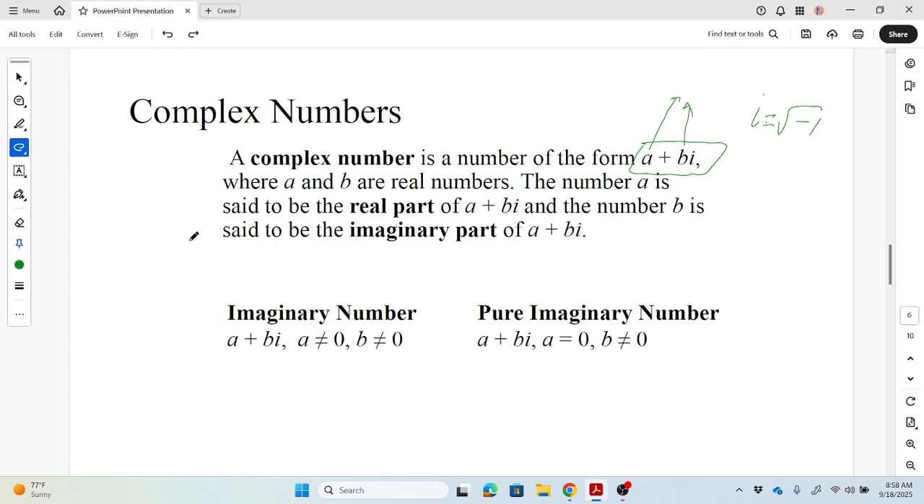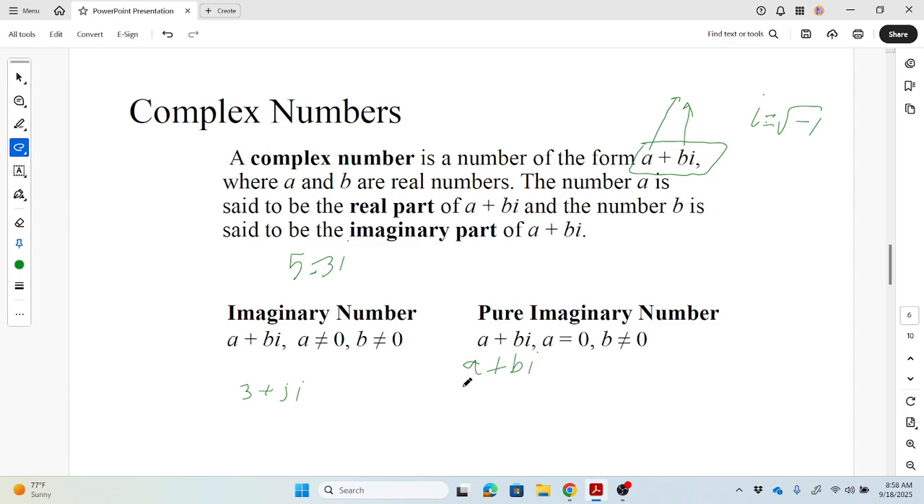So we can always write down a complex number in this form. For example, 3 plus 5i. That's one of the examples. Let's say 5 minus 3i. That's another example. Here you can see there are real numbers and there is i. So whenever you are writing a number in this form, that's called a complex number. Okay, there are two different parts in the complex number, as you can see here, a plus bi.